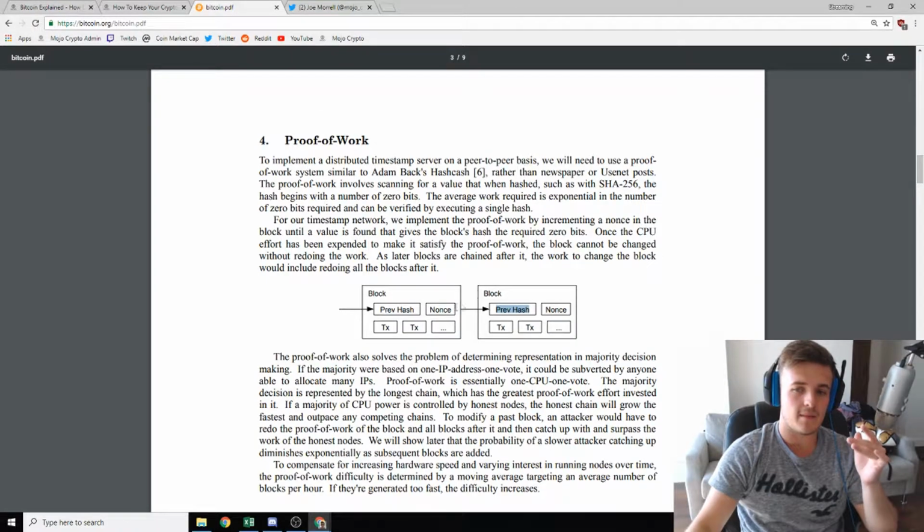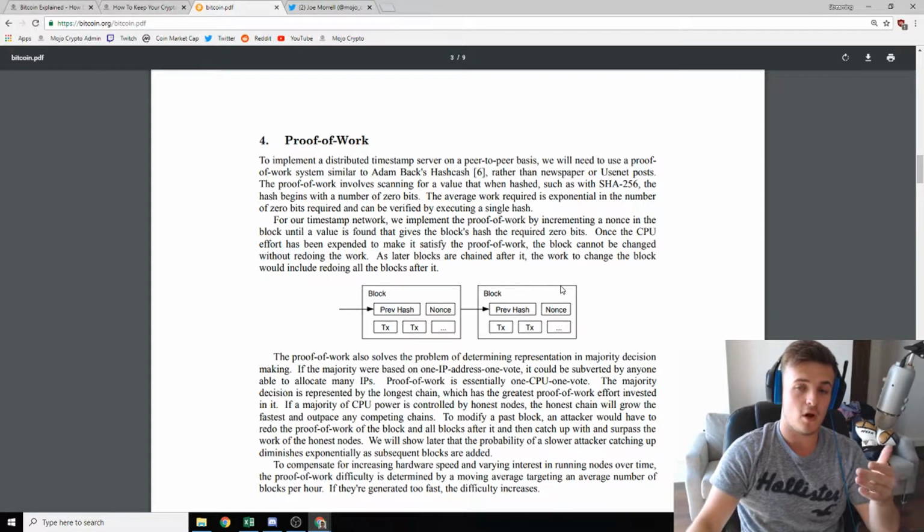This is the diagram. So this hash is the hash of this whole block. You add the nonce to make it different. When the proof of work of the block gets solved, so when it finds the hash that it's after, this block gets solved and it moves on to the next block. So then the next block starts.